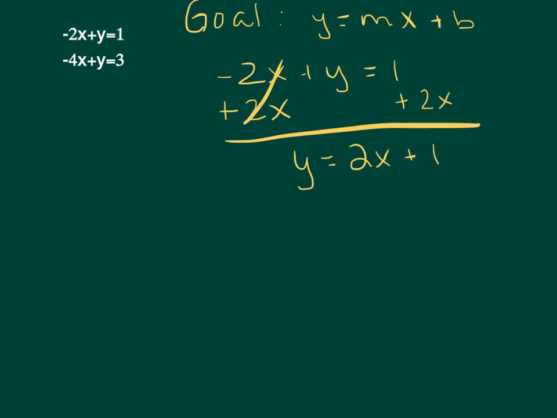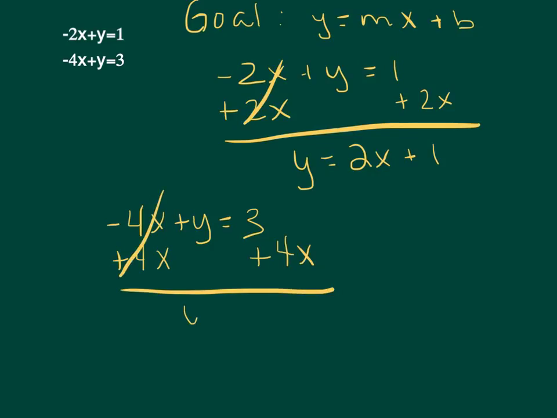Now let's do the other equation also. So the other one is negative 4x plus y equals 3. And in order to get that into y equals mx plus b, we look at the side that has the y. This negative 4x is hanging out with it, so let's get rid of that. So in order to get rid of that, we need to add 4x. What you do to one side, you got to do to the other. That goes away. Y equals 4x plus 3. Boom. So now we have both of our equations in slope-intercept form.